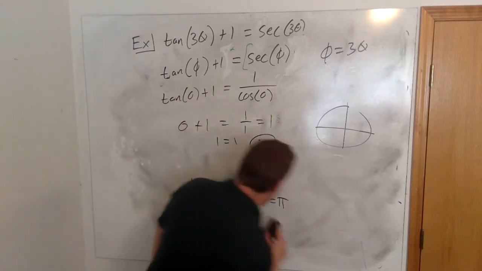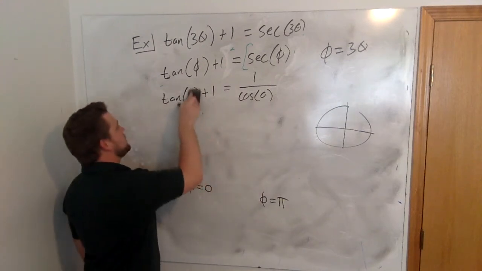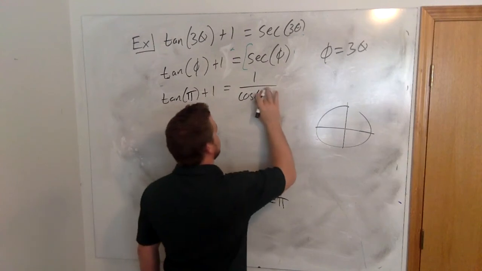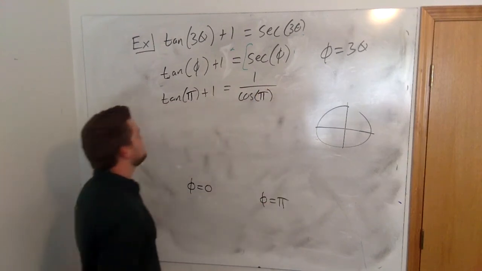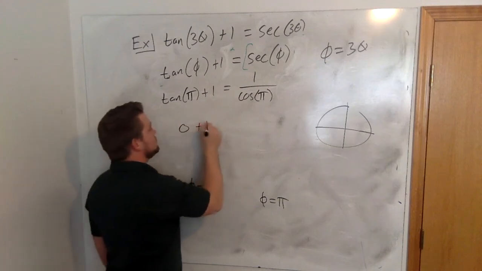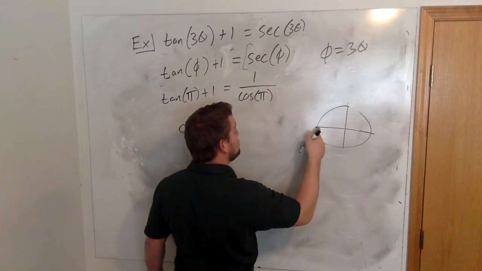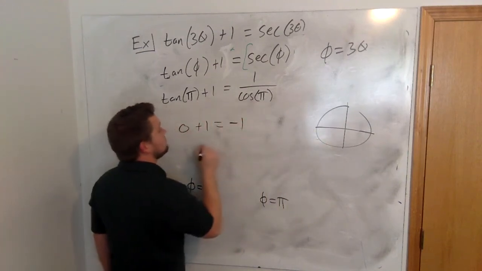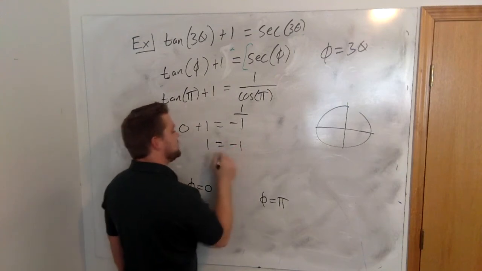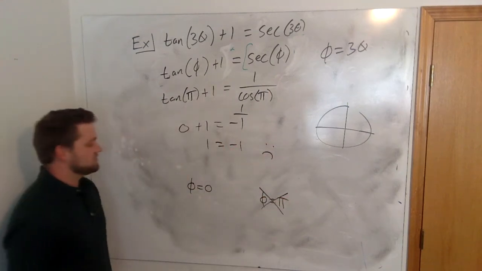Okay, but what about pi? What if we put a pi in here? Well, tangent of pi is still 0, but cosine of pi is negative 1. So here, this is 1 over negative 1. So this is 1 equals negative 1. This is not true. Frowny face. This is not a good solution.